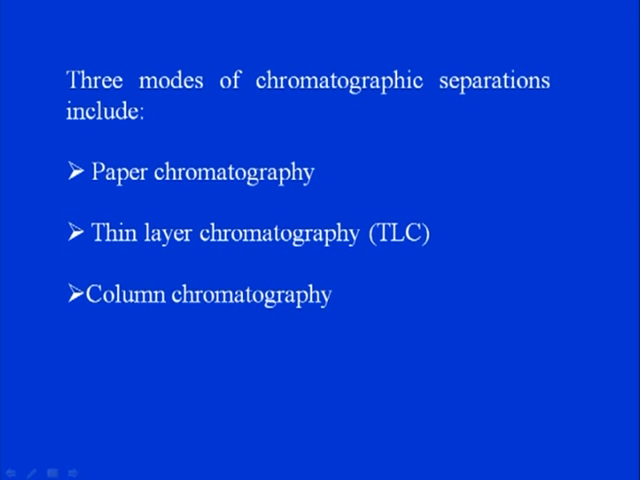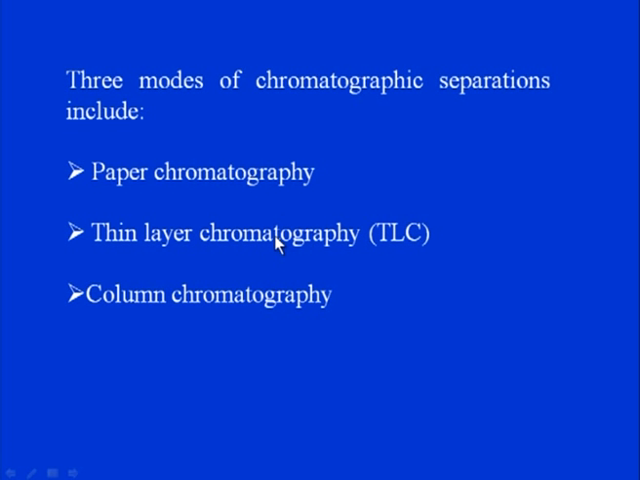So, you see there could be a lot of different combinations of stationary and mobile phase, and these will be discussed in detail. Now, there are essentially two modes of chromatographic separation. Paper chromatography could be one mode, but it has been largely replaced by thin layer chromatography.